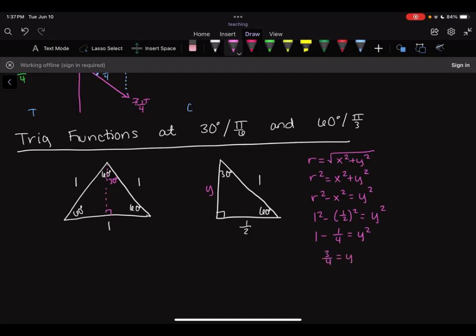And then I need to take the square root. So I get square root of 3 over square root of 4, which is square root of 3 over 2. Sorry, I made y'all do some fractions there. So this is the relationship of a 30, 60, 90 triangle.